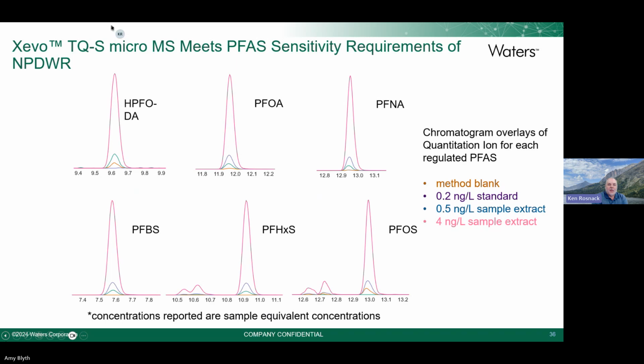Our mid-range product is the TQ-S micro. It meets all the requirements of the National Primary Drinking Water Regulation. It's very difficult to see here, but once you get the slides, you'll be able to blow them up or even print them out. The method blank produces just barely a bump. Then there are the 0.2, 0.5, and 4 nanogram per liter samples that you see here, and those are reported as sample equivalent concentrations.